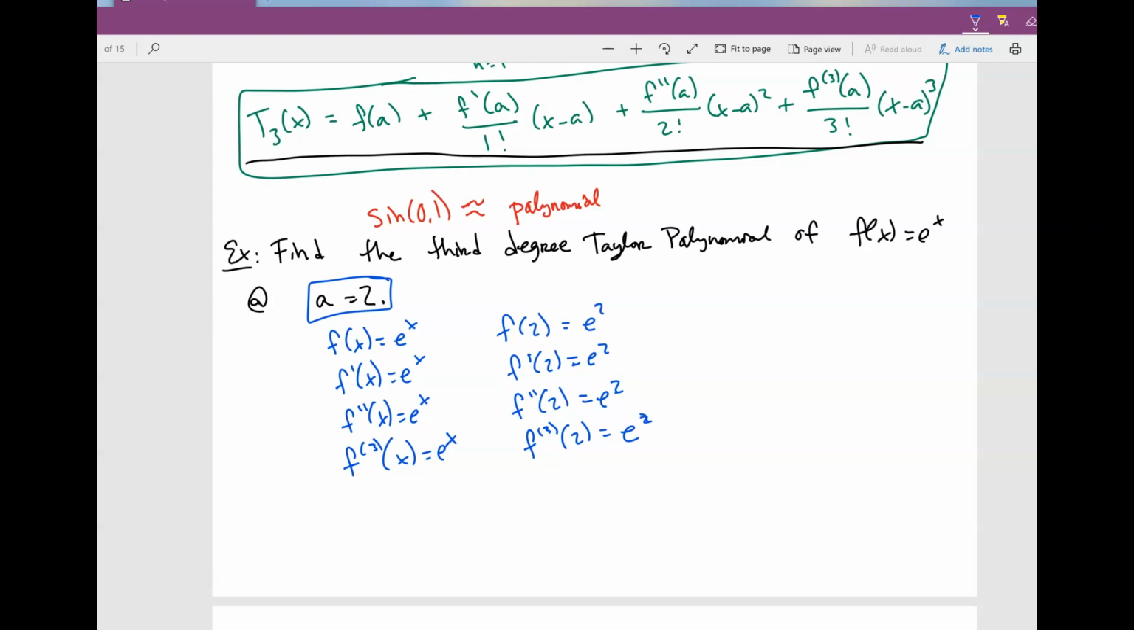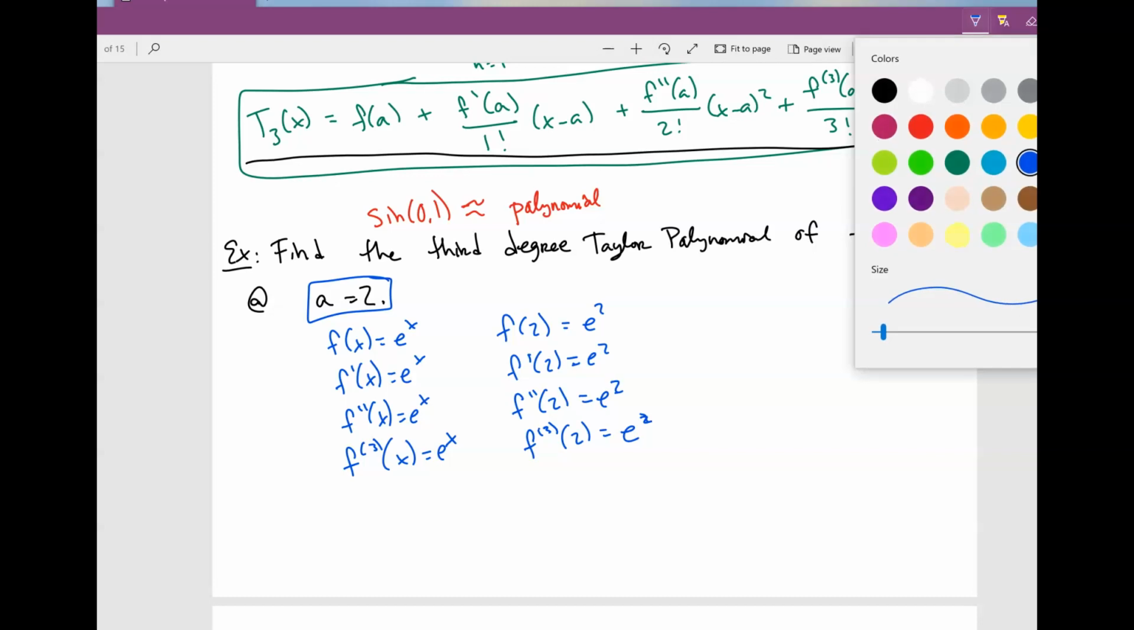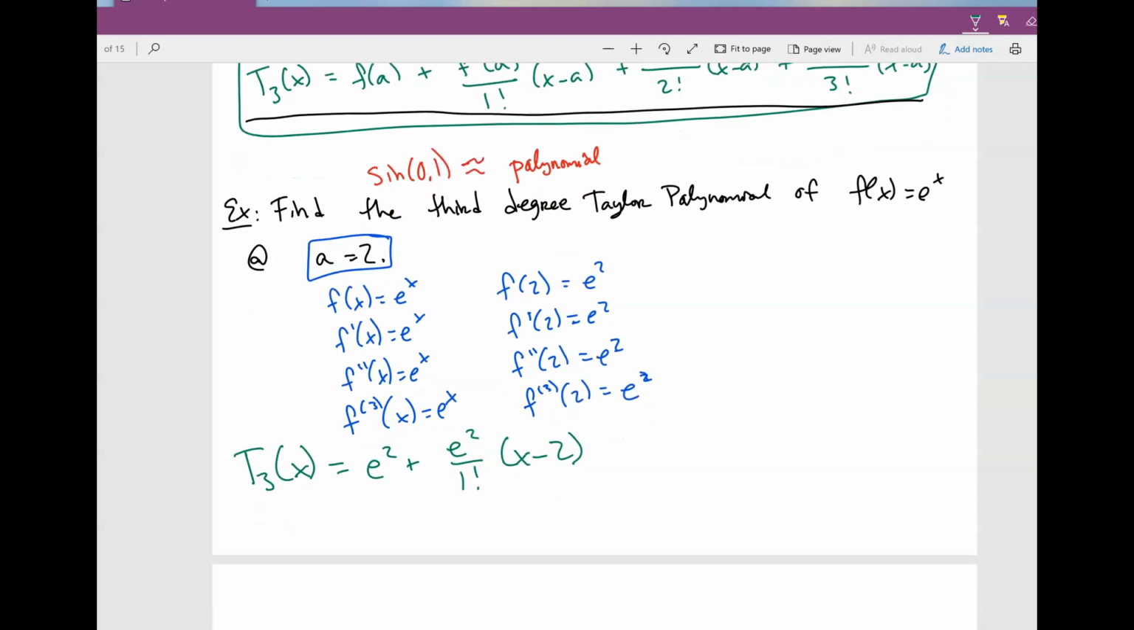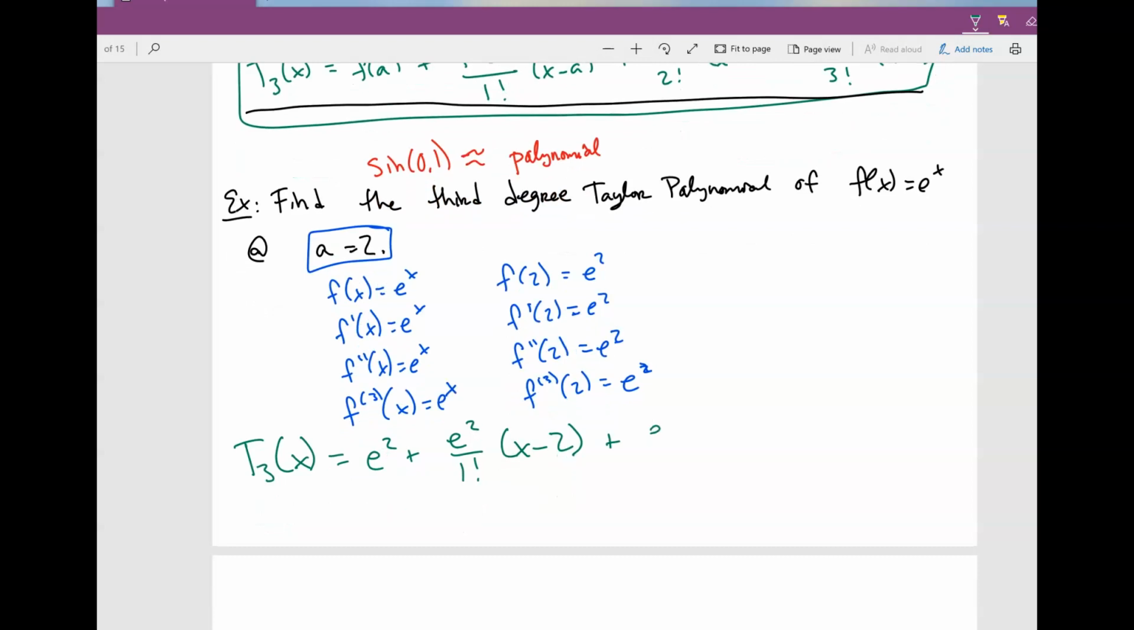Okay, so now all we have to do is plug all of these things into my Taylor polynomial. So my Taylor polynomial is going to be T3 of x is equal to f of a, which is equal to e squared, plus the derivative e squared over 1 factorial times x minus a, which equals 2, plus e squared over 2 factorial times x minus 2 to the power of 2, plus e squared over 3 factorial times x minus 2 to the power of 3.